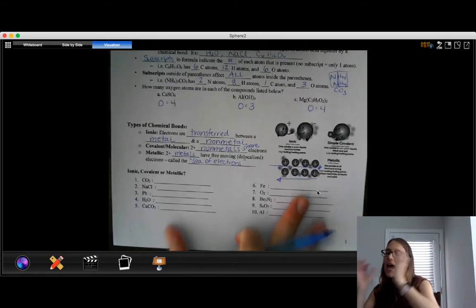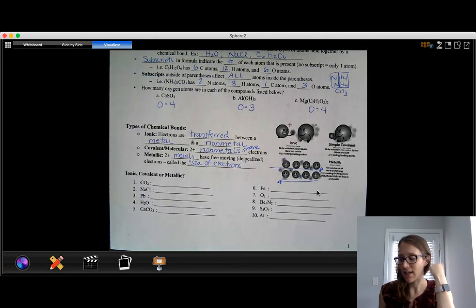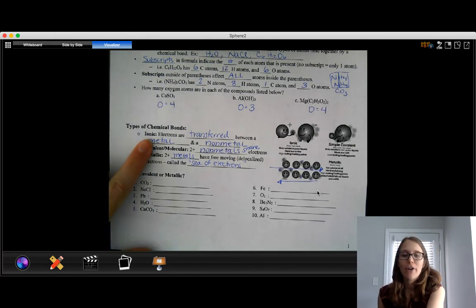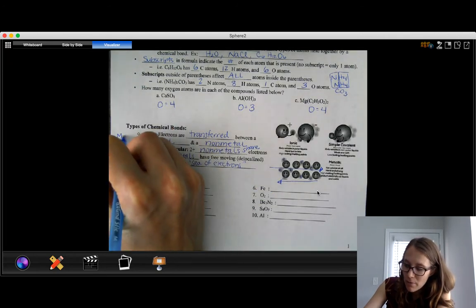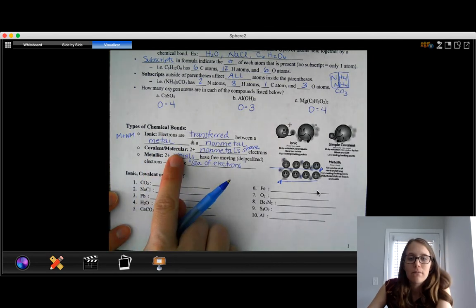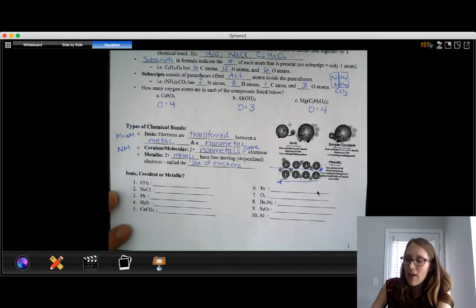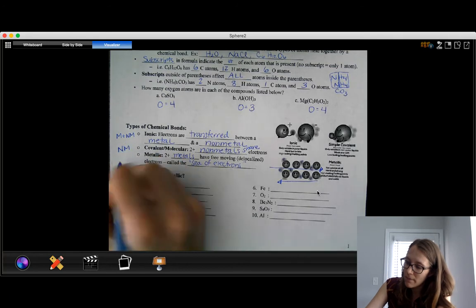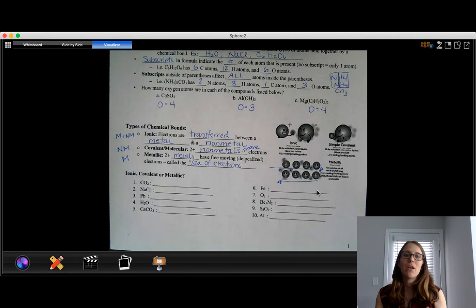At the bottom, we have 10 different formulas that are written out, and we're going to identify for each of these if this is an ionic, covalent, or metallic compound. So just as a reminder, for ionic compounds, we're looking to see is it a metal and a nonmetal. For covalent bonds, these are nonmetals only. And then for metallic, it's metals only. So we want to look at the formula and figure out, do I have one of each type of element, or do I only have nonmetals or only metals?